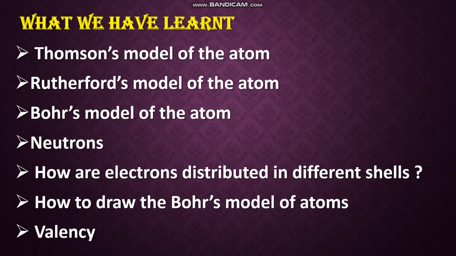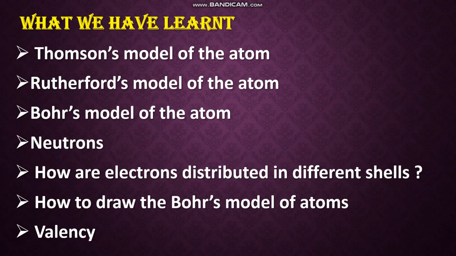Then, how to draw the Bohr's model of the atoms? If you know the electronic distribution in different shells, easily you can draw the Bohr's model also. Then we learn what is valency. What is meant by valency? It is the combining capacity of the atom with other elements. How it can combine with the other elements. Combining capacity of the atom of other elements. Or it can also be defined as how many electrons are gained, lost or shared during a chemical bonding or chemical reaction.